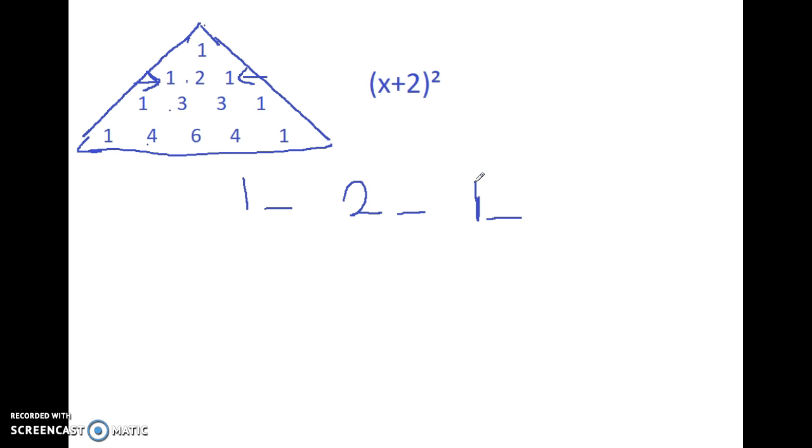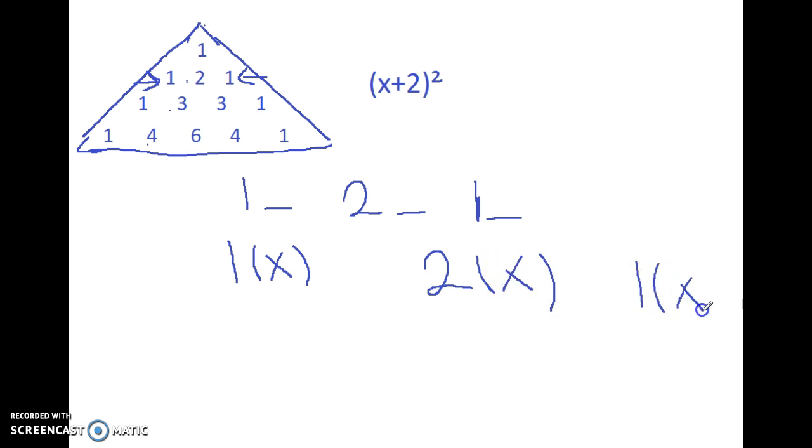Now we're going to multiply by x. And you're going to count down powers of the first term. So, this is x squared. So you're going to start with the squared. And I'm going to rewrite these, so we'll have 1 times x, and then we have 2 times x, and we have 1 again times x. Okay?